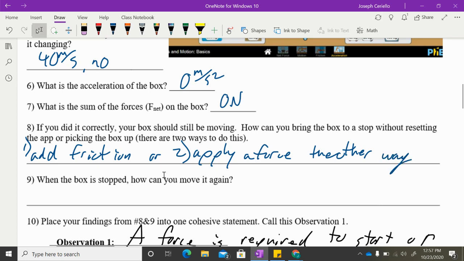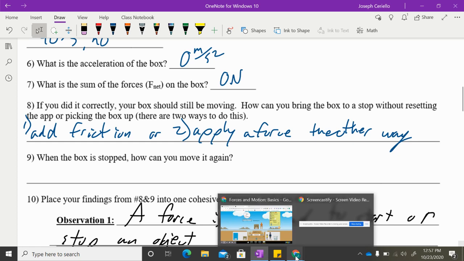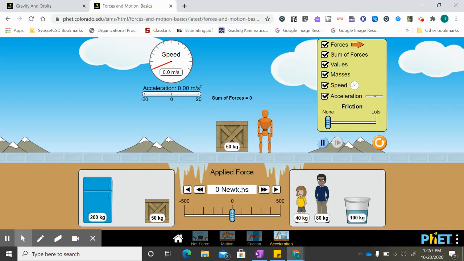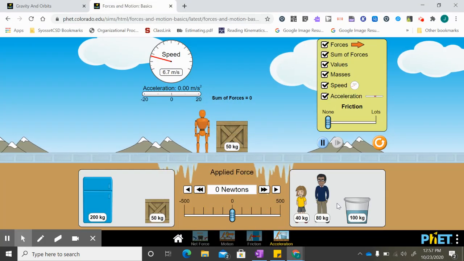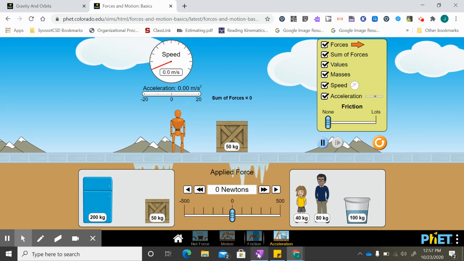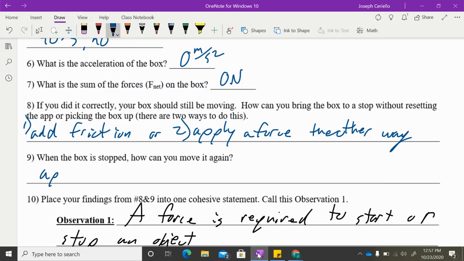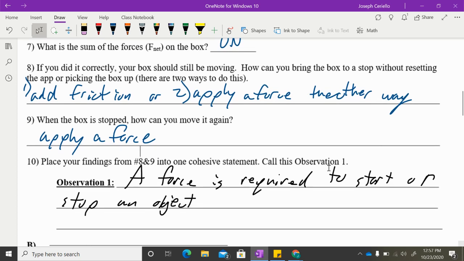All right. When the box is stopped, how can you start moving it again? So let's see, it's stopped. How can I start moving it? Apply a force, and it'll move again. So you can just apply a force. Now, every class did number 10 differently. So this might not say exactly what your class has said, but it should say something along these lines. And this is a really simple way someone put it: a force is required to start or stop an object. That's a pretty good way to put it. And I think in very simple terms, that's pretty sufficient for our purposes. We'll elaborate on it later, but for now, that's just fine.